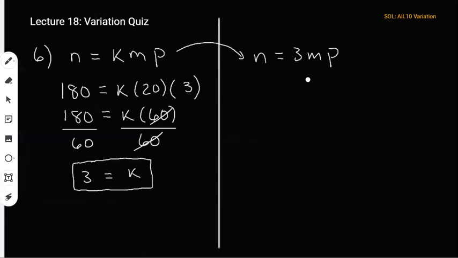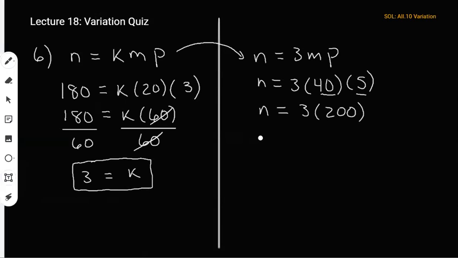So now it tells us that m is 40, and p is going to be 5. And it tells us to find n, the missing variable. So 40 times 5, that's going to give me 200. And then 3 times 200 is 600. And that's going to be our answer.